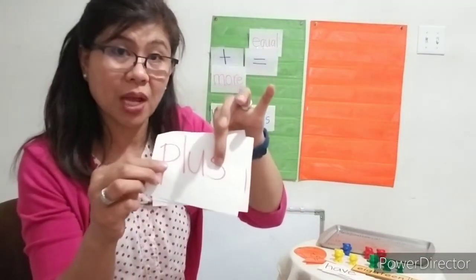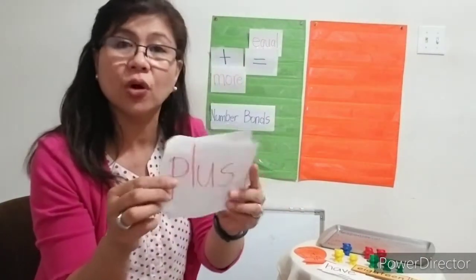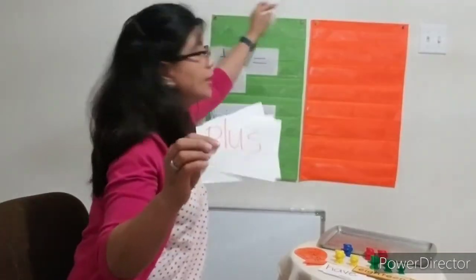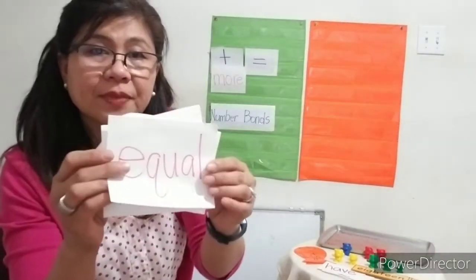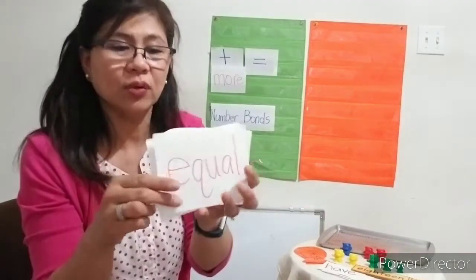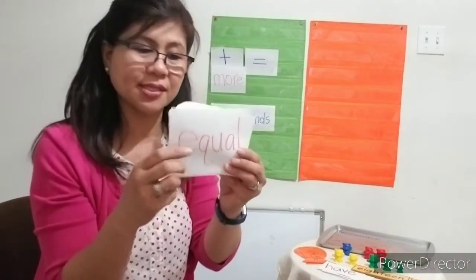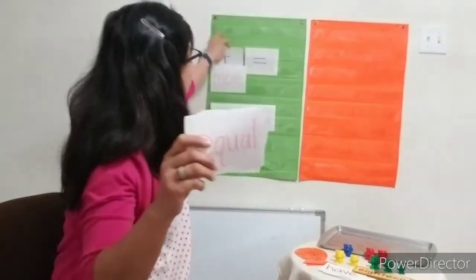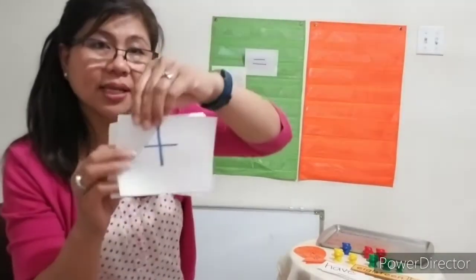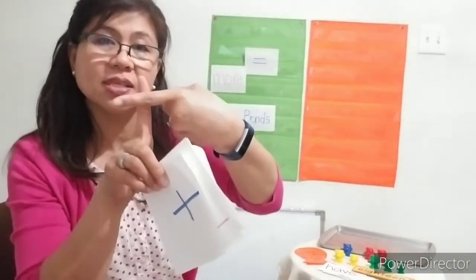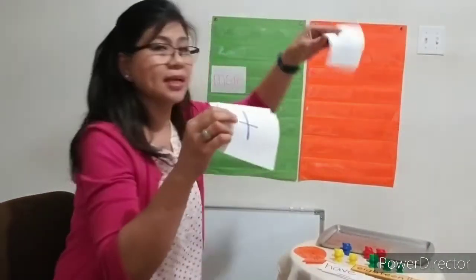Plus. That's the plus, okay? That's what we use for addition. And this word says what? Equal. Say equal. We need to put the equal sign before we write the sum. And this is how we write the plus, okay? That's the addition sign, okay? And this is the equal sign.